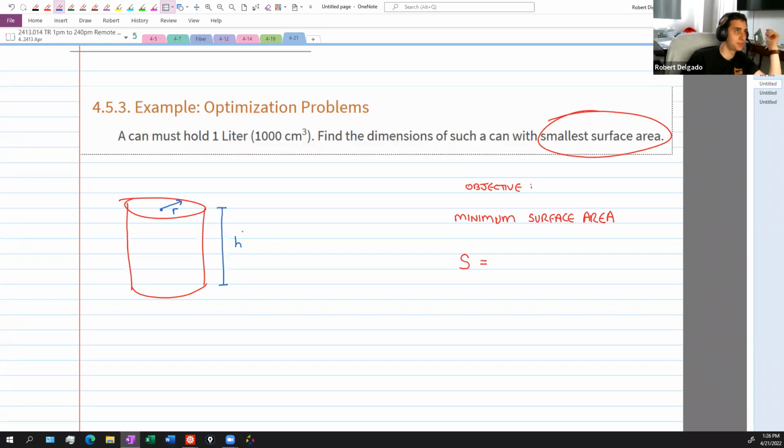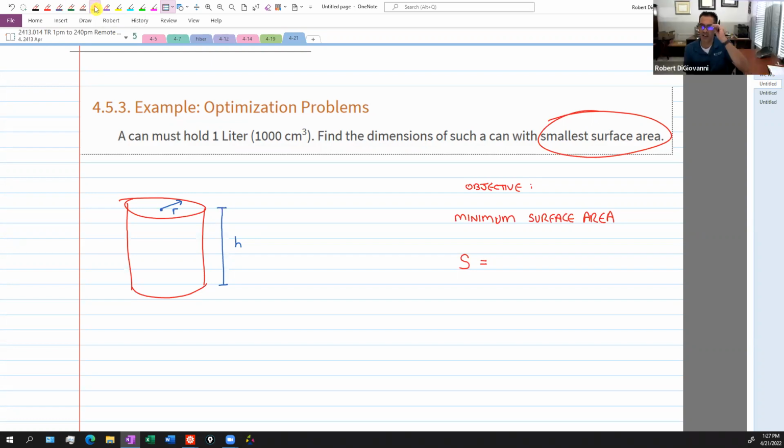Would it be 2 pi r times h plus 2 pi r squared? How are you getting that? Well, I figured that if I do 2 pi r, then that should give me the circumference of the circle, or of the top of the can. And then if I were to grab the sides of the can and expand it into a flat surface, that would just be a rectangle with a length equal to the circumference of the circles at the top and the bottom of the can.